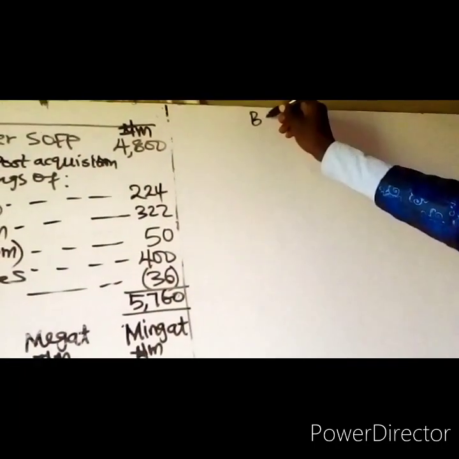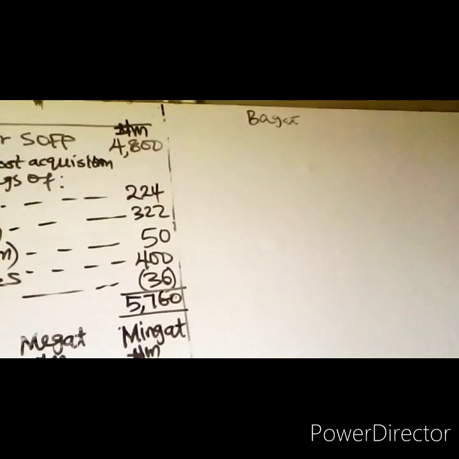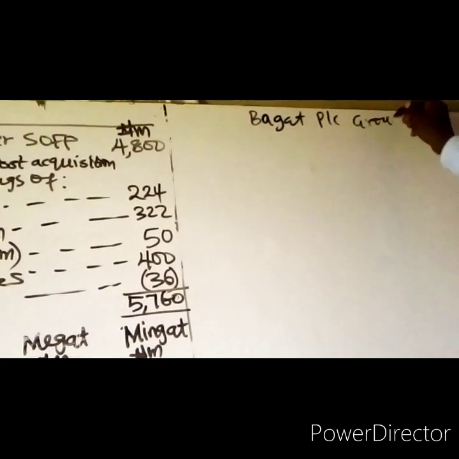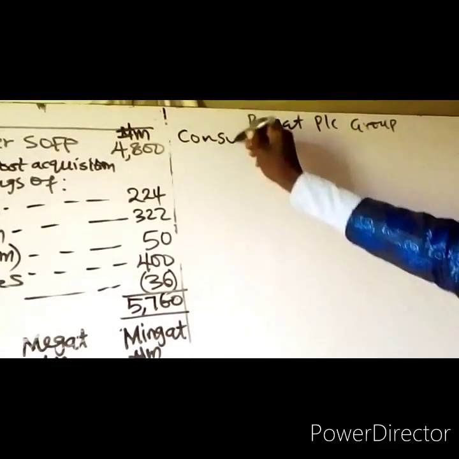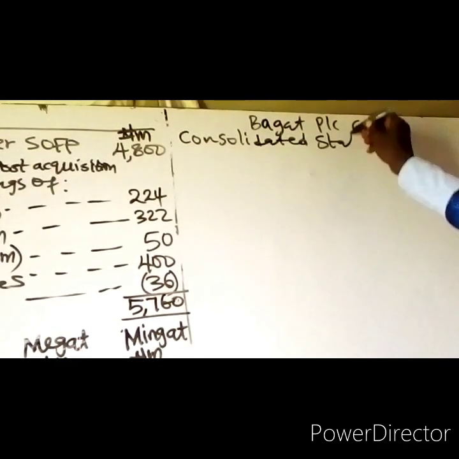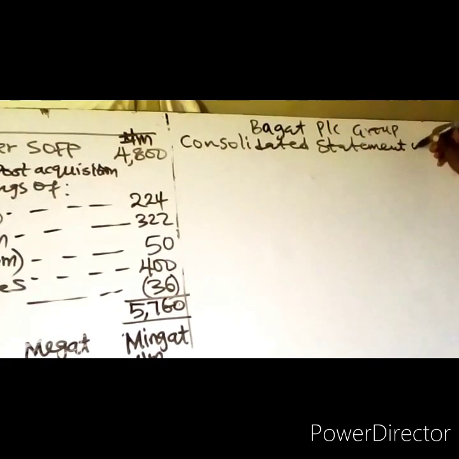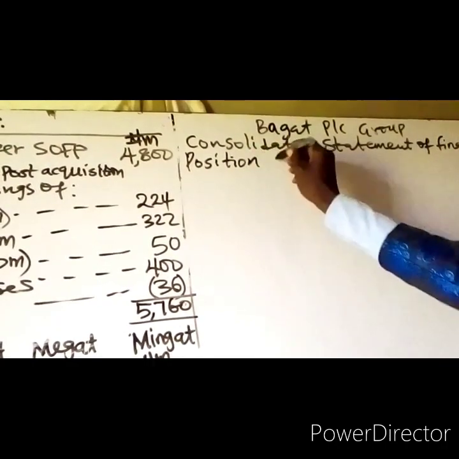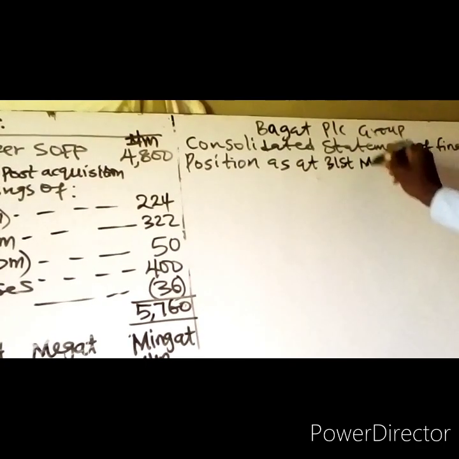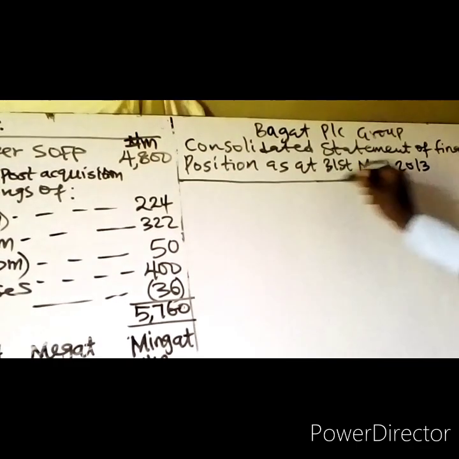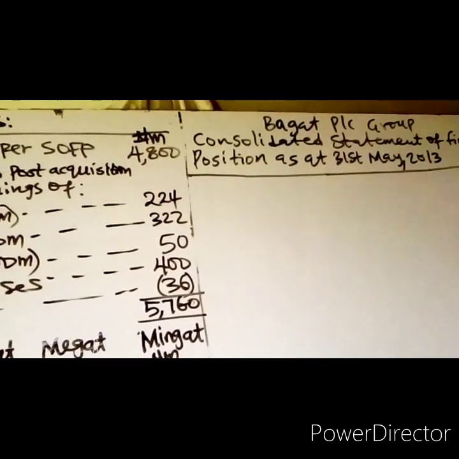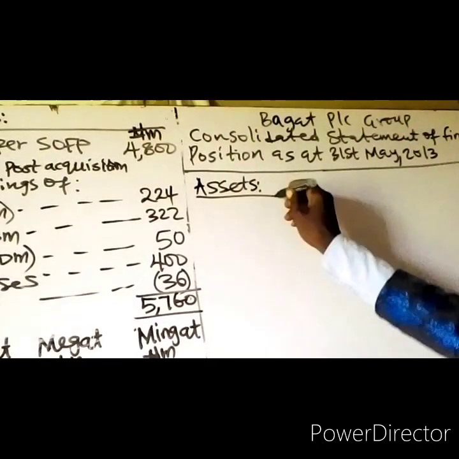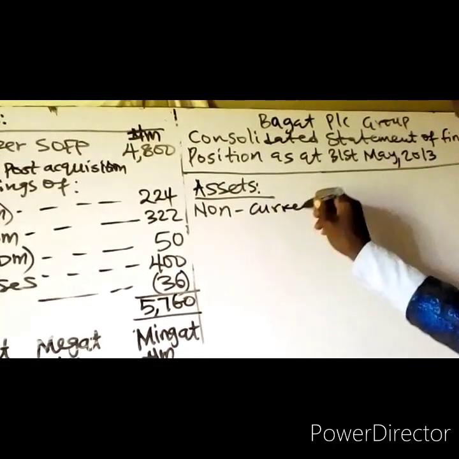You have Bagat PLC Group. We have the consolidated statement of financial position as at 31st May 2013. So you start with the assets. You start with non-current assets.